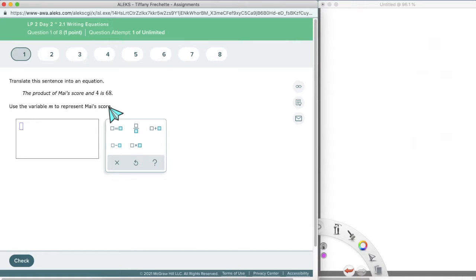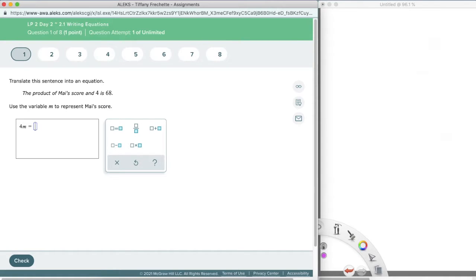So I need to make sure I don't get to just use whatever I want. I have to use M. So it's Maya's score and 4. I don't want to type it in this way. This technically means multiplication, but we want to type it in as 4m. You can also use this here, but this means multiplication when you just smush them together. Anytime I hear the word is in a word problem or any kind of problem like this, it means equals.